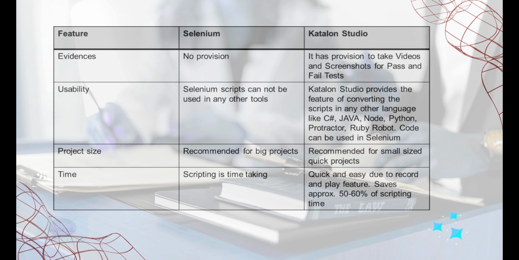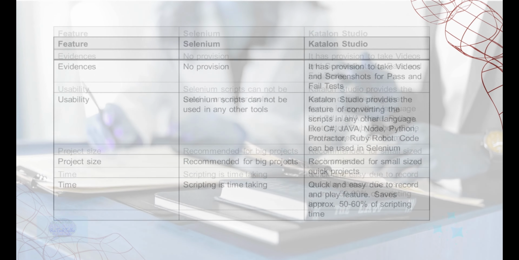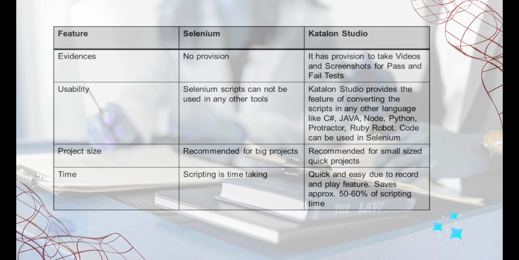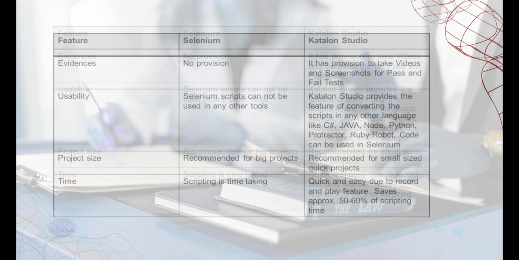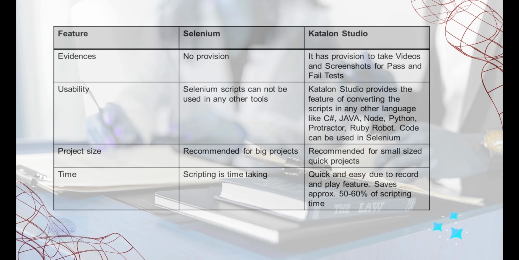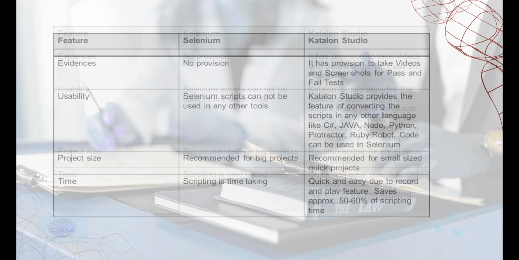Selenium scripts cannot be used in any other tool. Katalon Studio provides the feature of converting the scripts into other languages like C Sharp, Java, Node, Python, Protractor, etc. Selenium is recommended for big projects, whereas Katalon Studio is recommended for small-sized quick projects as it works on record and play. Scripting on Selenium is time-consuming, whereas scripting on Katalon Studio is quick and easy because of the record and play feature.